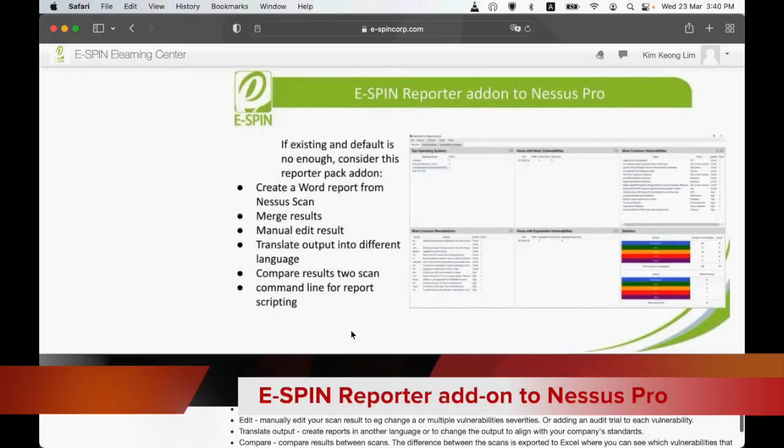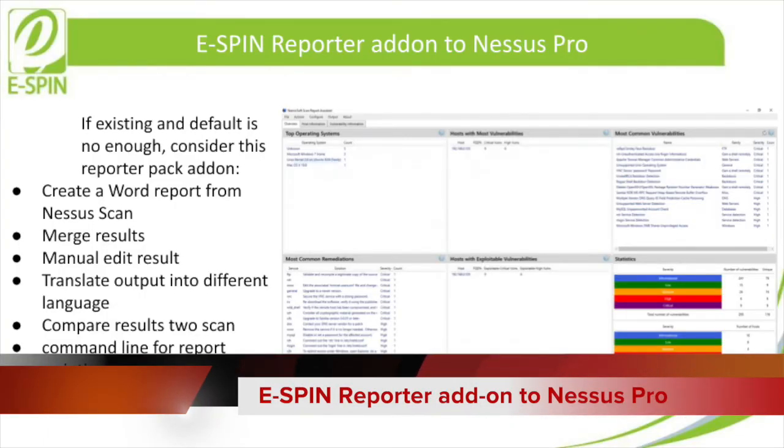Okay, reporter, this is what I want to say. Sometimes people ask for those things, but I don't want to spend on licensing by IP. So what you need to do, from the Nessus Pro scenario, is just add in this reporter add-on. It will give you a few features you can use, like creating a Microsoft Word report directly from the Nessus scan, and merging the result.